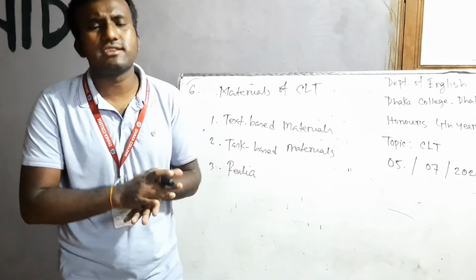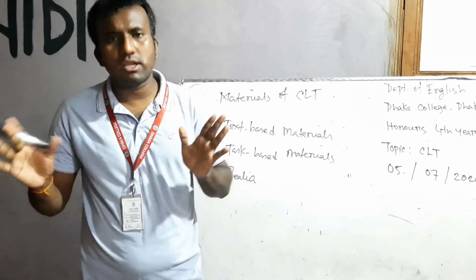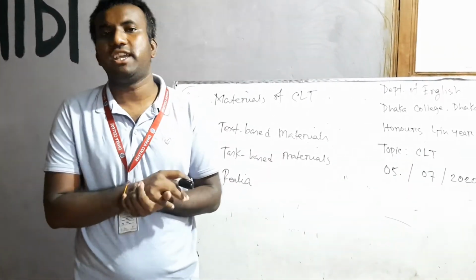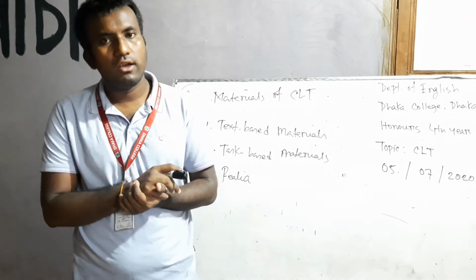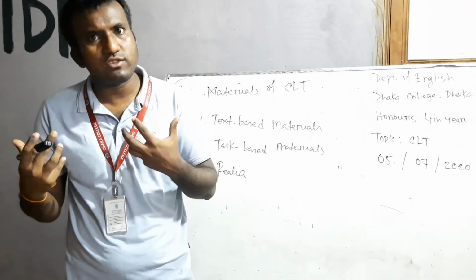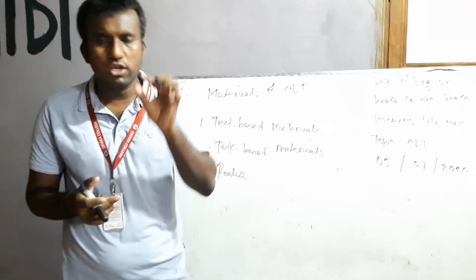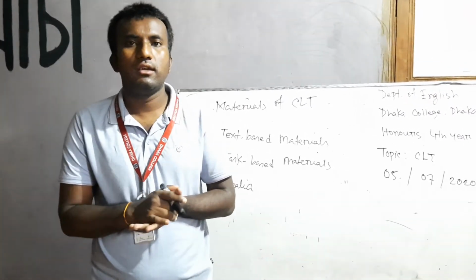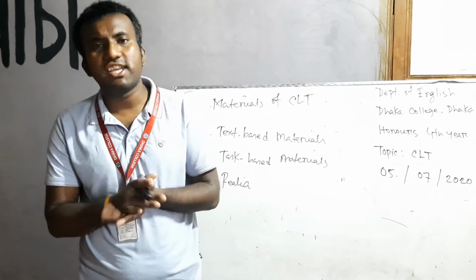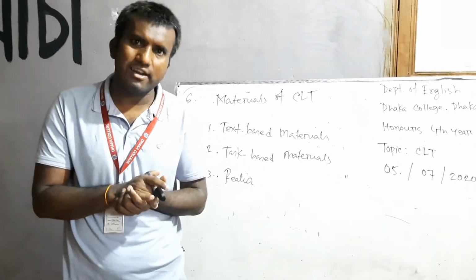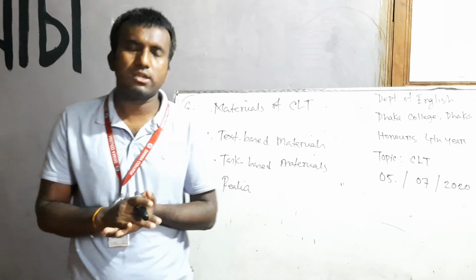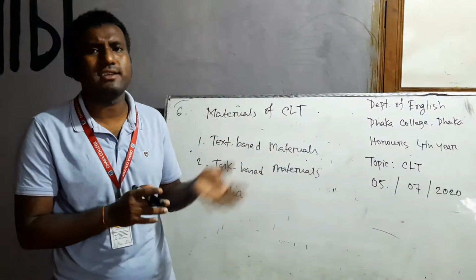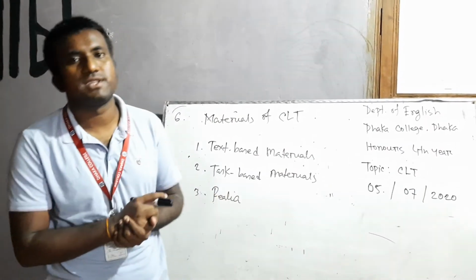So, my dear students, I have talked about our four target portions of CLT. So, what was our today's discussion? We talked about the role of the teacher, followed by the role of the learners or students. We have talked about different classroom activities, and at last we have talked about materials of CLT.